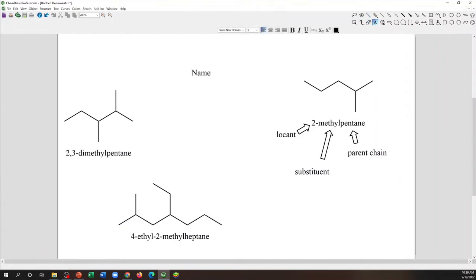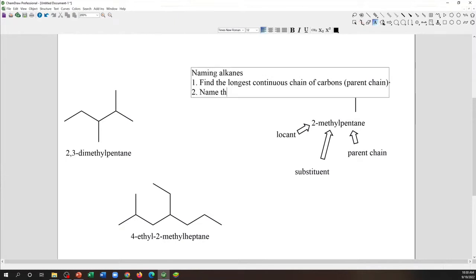So, what have we learned today? Naming alkanes. Okay, first step, find the longest continuous chain of carbons. And that's your parent chain. And we're going to name this parent chain with an ane ending.